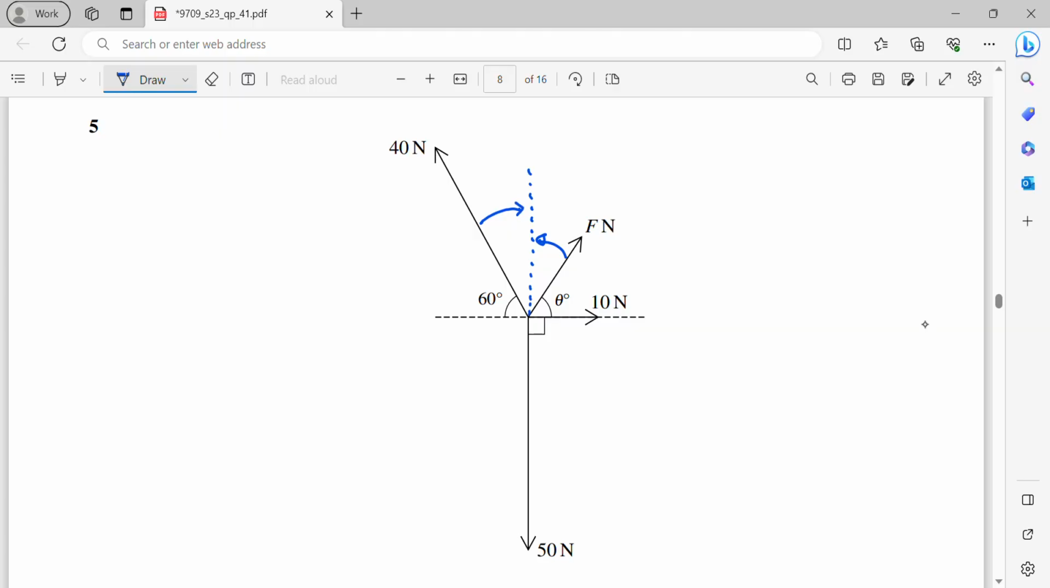So for your information, you are moving this F newton upwards, vertically, but you are given the angle over here, which means you are not using its own angle, so we are going to use sine. Same for the 40 newton. You are given the other angle 60 degrees, but I'm going to move this 40 newton upwards using this 60 degrees. So it's not its own angle. Therefore, I'm going to use sine.